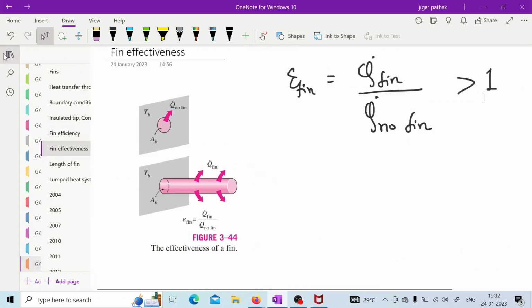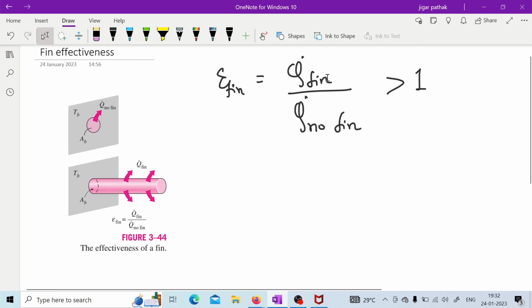So here, the effectiveness of a fin, as we have already defined, means that the heat transfer must increase after the addition of the fin; only then is it justified, right? So effectiveness of fin is how much the heat transfer rate is increased, so it must be greater than 1. Effectiveness of fin is defined as heat transfer with fin divided by heat transfer without fin, or in absence of fin.